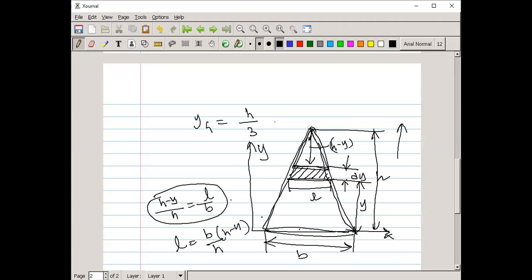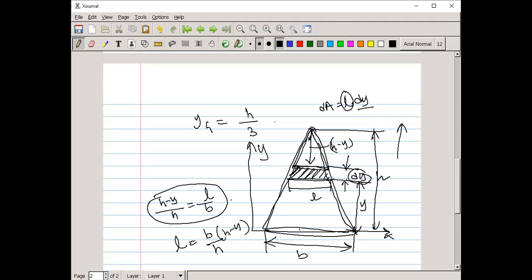Clear? And this area is how much? This dy means a very small length, so we can write that dA is nothing but L into dy, as this dy is very small. Then instead of L we have to put this value, B by (h minus y).